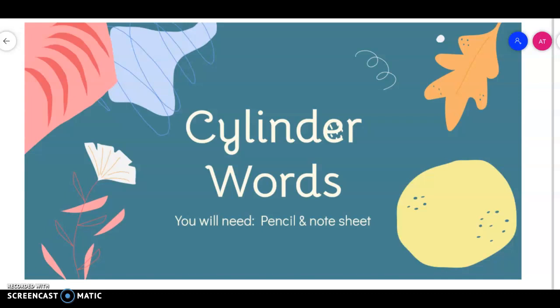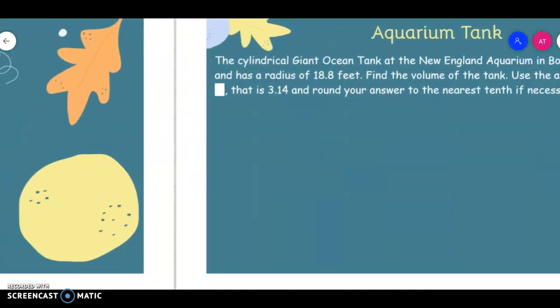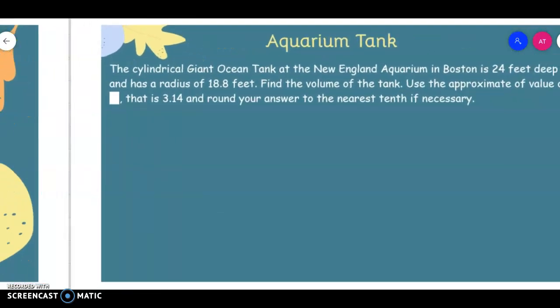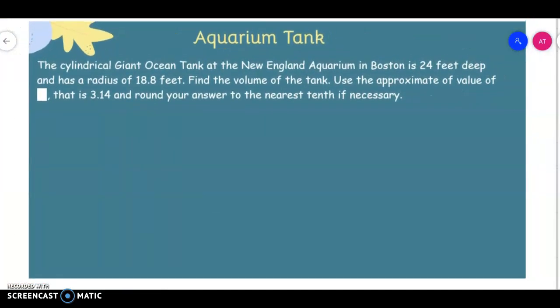So we're going to spend another day looking at cylinders and actually looking at word problems now, instead of actually being given the cylinder. So this is going to be like real life situations. There's an aquarium tank. It is in New England, the New England Aquarium in Boston. It is 24 feet deep and its radius is 18.8 feet.